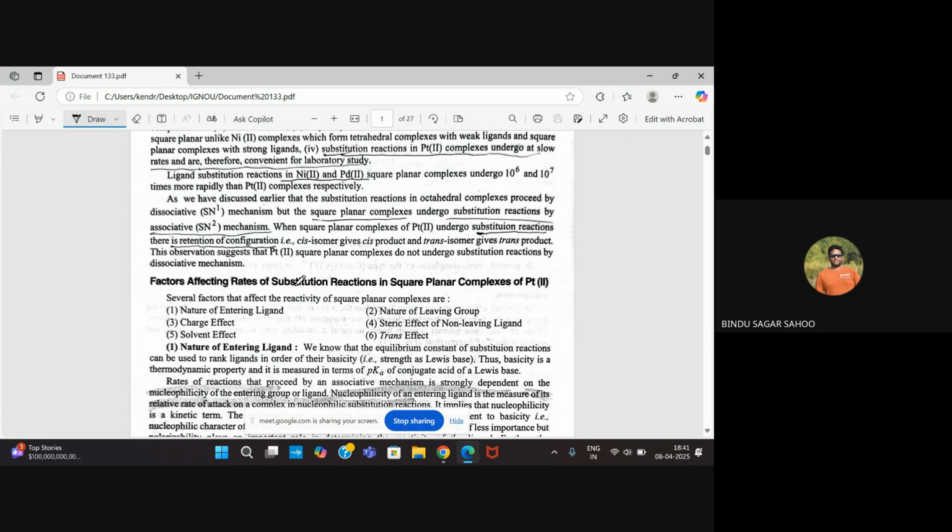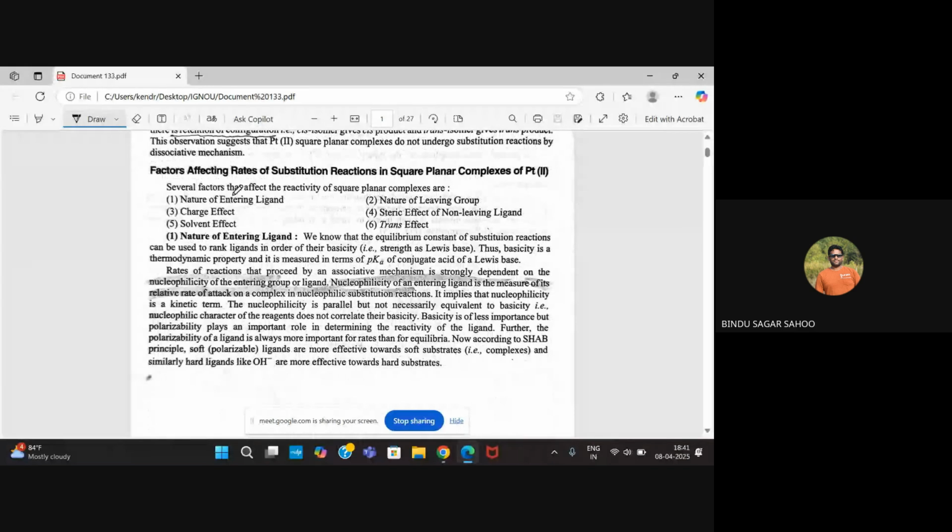What are the other factors that will affect the substitution reactions in square planar complexes? There are several factors, and you can remember them one by one. The first factor is the nature of the entering ligand, that means the incoming ligand's nature. When an incoming ligand attaches to a metal complex, nucleophilicity is the most important factor, and along with nucleophilicity, the incoming ligand possesses some basicity. So there will be a difference between basicity and nucleophilicity.